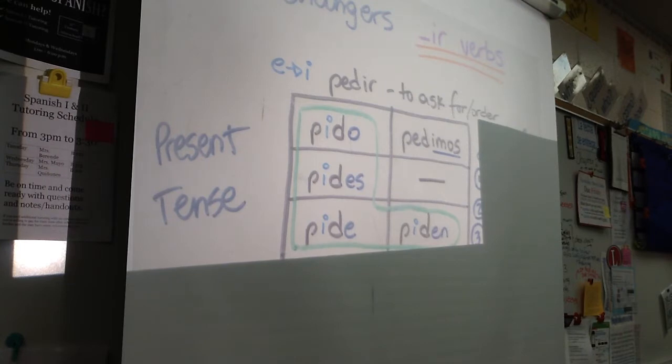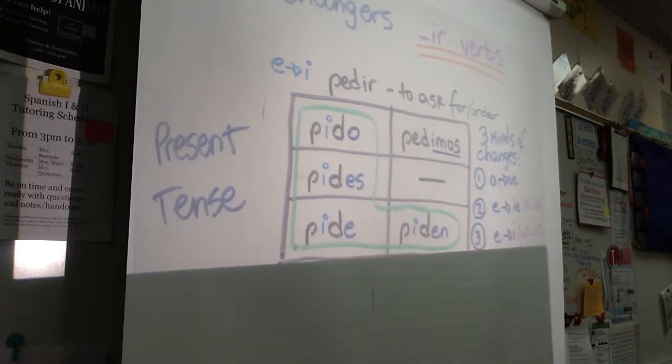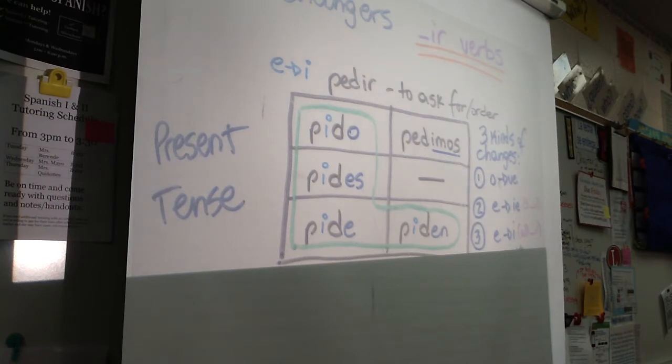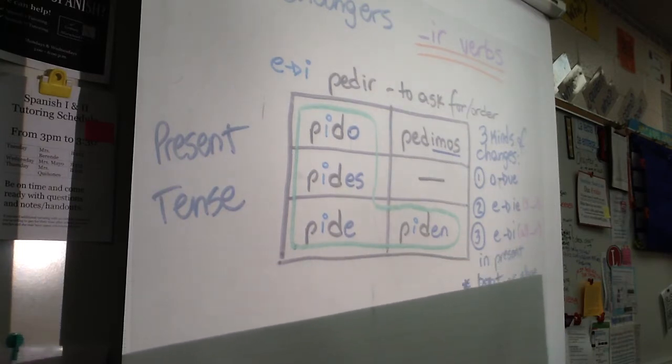What three kinds of stem changes do we have in the present tense? What three patterns or families? O to UE. E to IE. E to I. Remember that when we were looking at our charts yesterday, you only had 5 verbs that ended in IR that were E to IE. And then all of the verbs that were on the E to I column were IR verbs, or verbs that ended in IR. We make those changes for the present tense only in the boot or shoe.